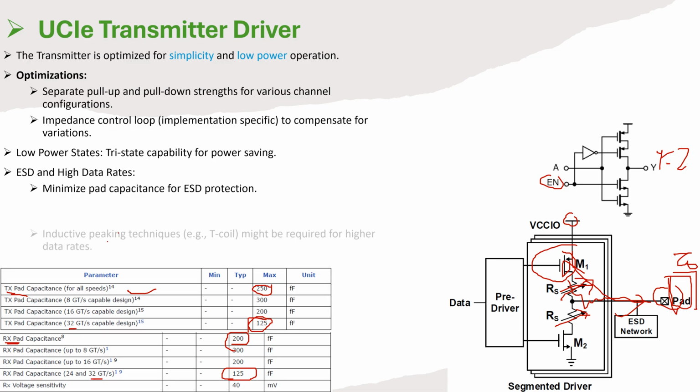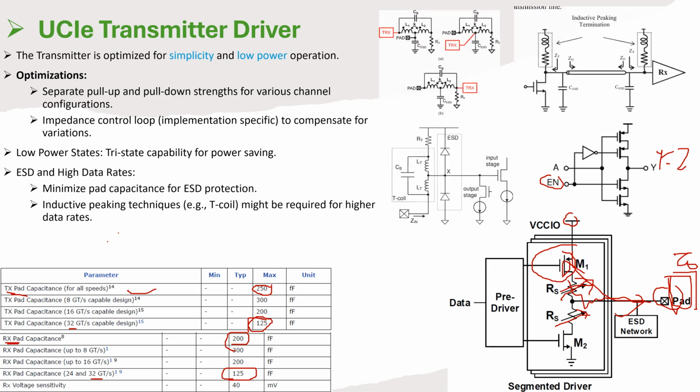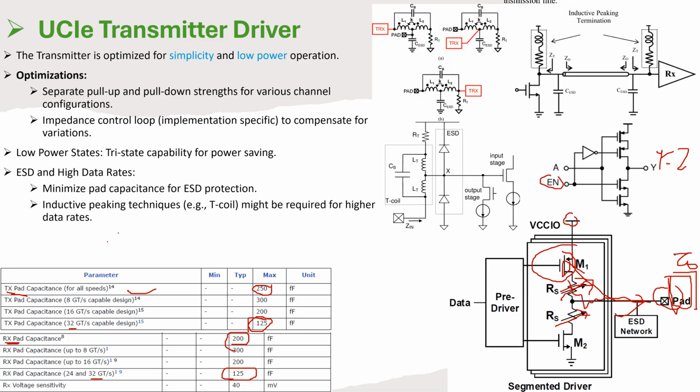Because we are transmitting data at very high data rates, inductive peaking techniques, for example T-coil, might be required for higher data rates. Some of the examples are given here. For example, inductive peaking. This is a T-coil kind of architecture. These are also T-coil architectures. Basically, use the technique of inductive peaking to increase the bandwidth or the data rate.